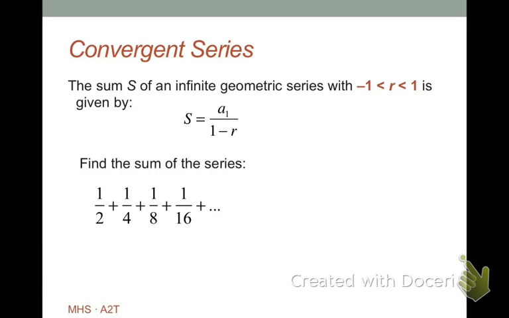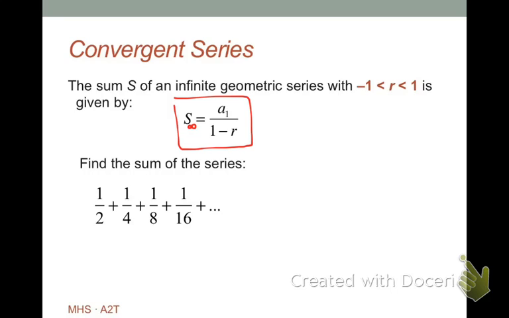So we have a new formula. The sum S of an infinite geometric series, where r is between -1 and 1, is given by S equals a sub 1, that's the first term, divided by 1 minus r, the common ratio. Now notice we don't have an S sub n here. It's an implied S sub infinity. So that's what this equation is implying. So this is the sum for an infinite geometric series.